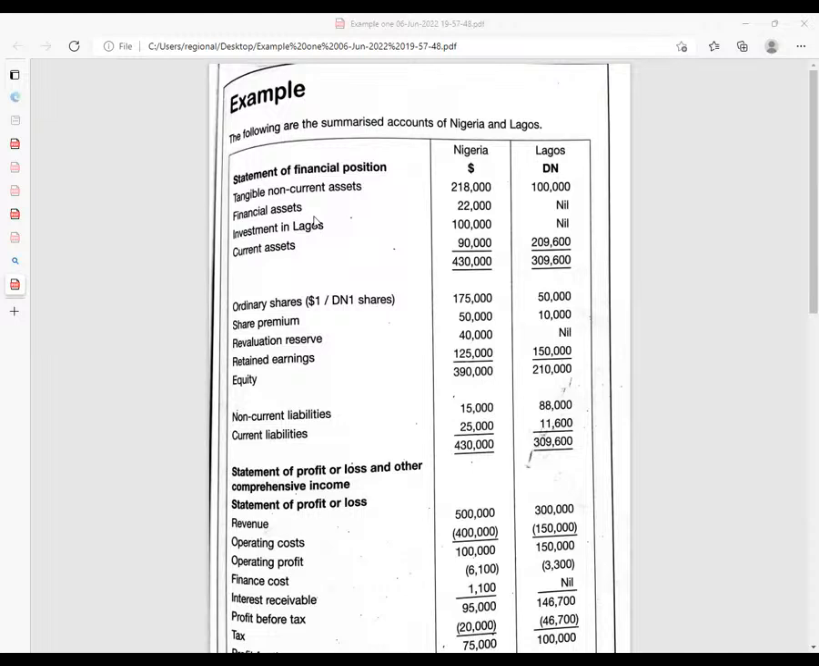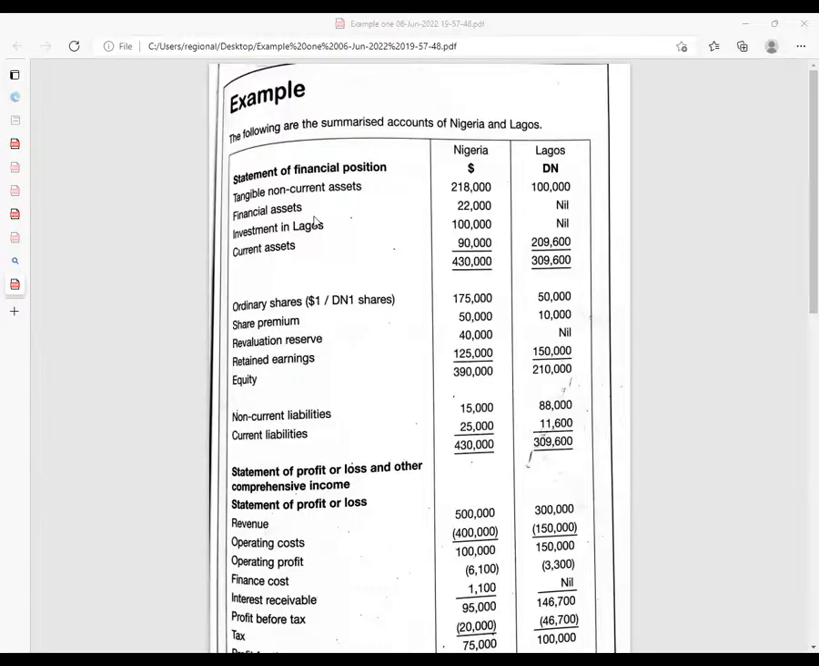We have financial assets there. The third thing there is investment in Lagos. There is no way we shall have an investment in Lagos. Lagos is our subsidiary. We can't really talk of us investing in ourselves. Investment in Lagos will be replaced with what we call goodwill. And then now we have the current assets.